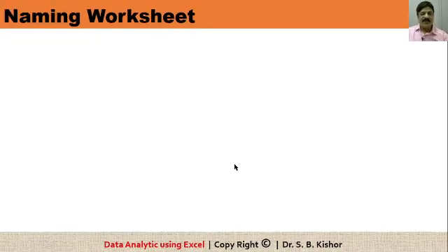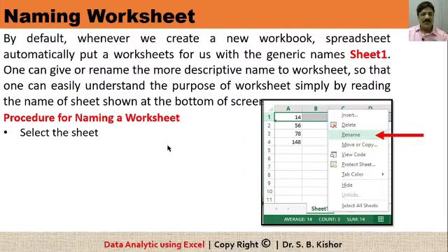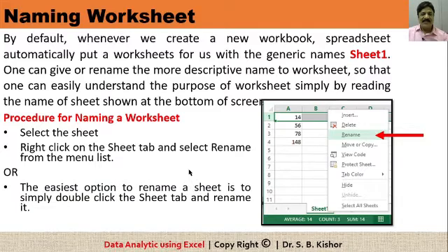Now, how to rename the worksheet? As we discussed, the default sheet name is Sheet1. In order to change the name of Sheet1, the procedure is given here. Simply right click on this particular sheet tab and you will find the option called Rename. Specify the name of the new sheet and simply press the Enter key. That is the simple procedure to rename the worksheet.